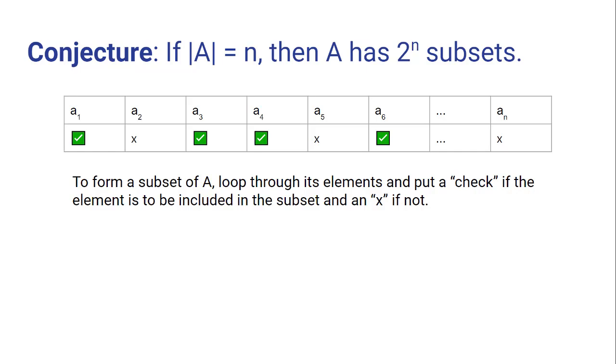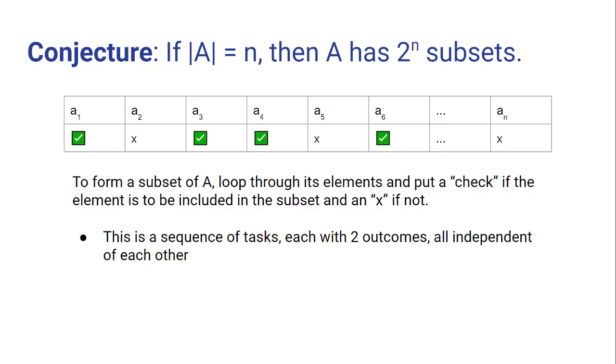Well, filling out one of these ballots is a sequence of tasks of putting checks or X's underneath each of the elements. There are 2 outcomes for each task, either put a check or an X, and each task is independent of the others, and there are n tasks to complete. So the multiplicative principle of counting says that the number of outcomes is 2 times 2 times 2, etc., until we have n 2's multiplied together. That gives us 2 to the nth, and that's the number of subsets of A.